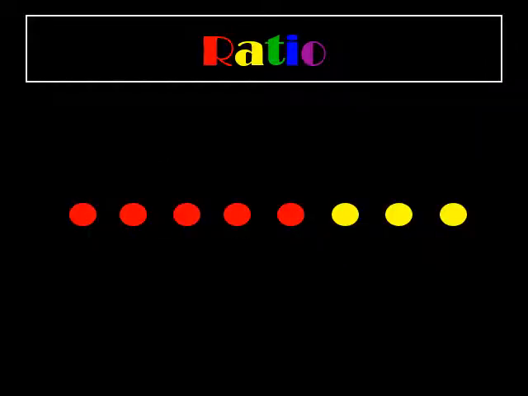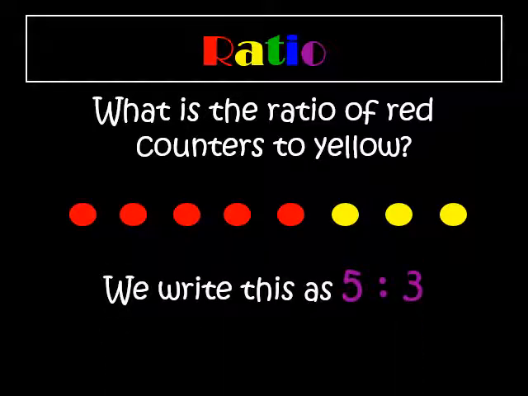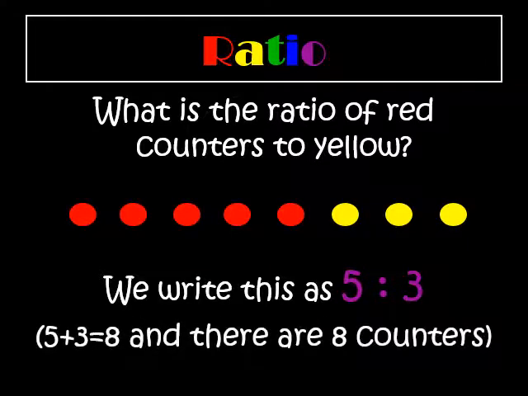Let's see some examples. What is the ratio of red counters to yellow? You have to just count the number of red and yellow. You will get that the ratio is 5:3. When it was asked ratio of red to yellow, we wrote the number for red first, 5:3. If the question was yellow to red, then we will write it as 3:5. There are 8 counters. So the ratio of red to yellow is 5:3.